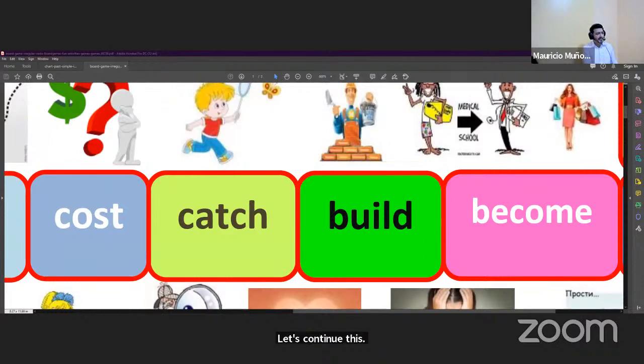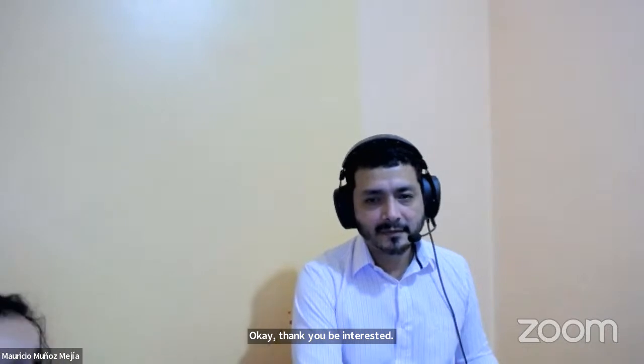Is there a volunteer to help me out with these verbs? No? Okay, Gemini, thank you. Go ahead. Continue. Become. Become. Okay, thank you. Interesting. Quite good.